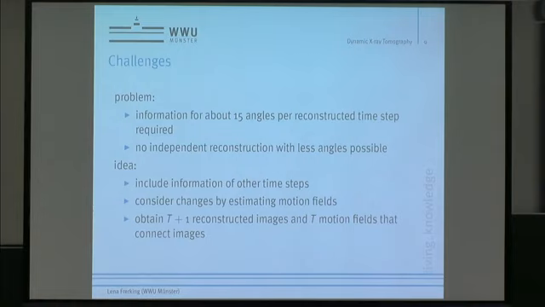And we want to do that by estimating motion fields in between the time steps. The intention behind it is that if we have some information about the object at time step t, and we know how the object evolves between time step t and the next time step, then this also gives us some information about the situation at time step t plus 1. Okay, so in the end, we want to obtain t plus 1 reconstructed images and t motion fields between those images that serve to connect the information.